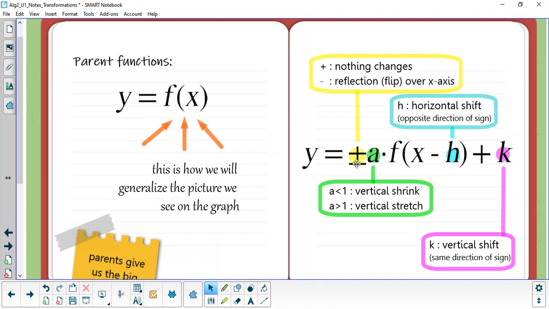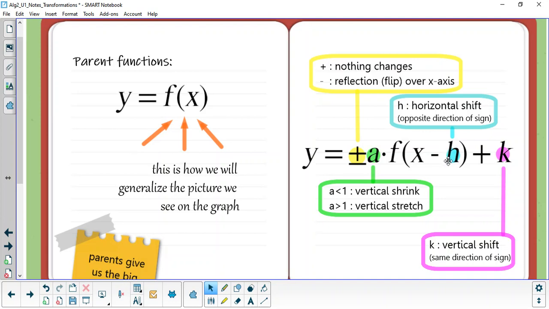First, we're looking for a minus sign, because if there's a plus sign, nothing is really written there. So a plus sign means nothing has changed. If there's a minus sign, that's what causes the reflection, the pointing down, flip over the x-axis. Then we look for a number. And if that number is less than 1, it's a vertical shrink or compression. If it is bigger than 1, it is a vertical stretch. F of x is our parent function, so that doesn't mean anything with transformations.